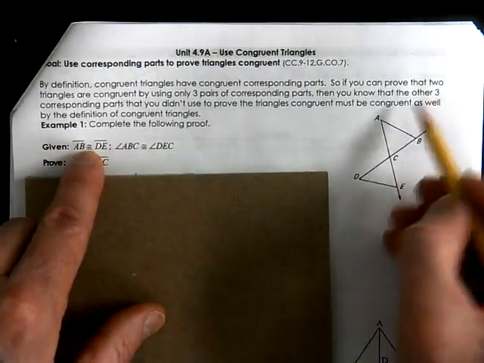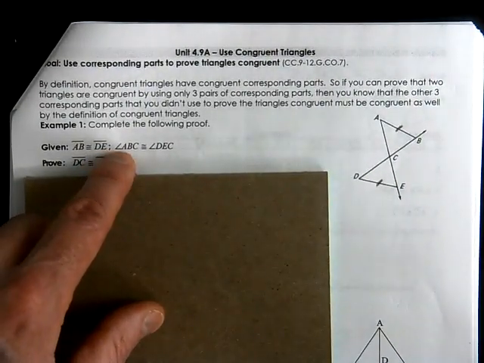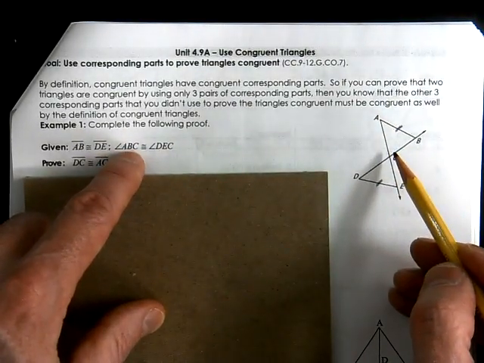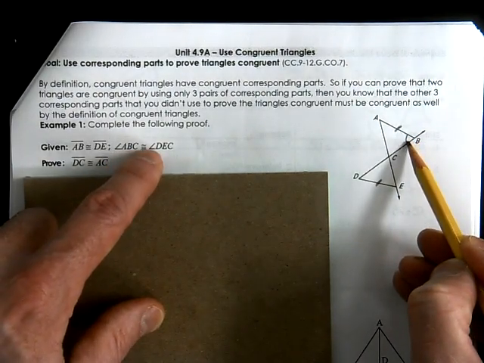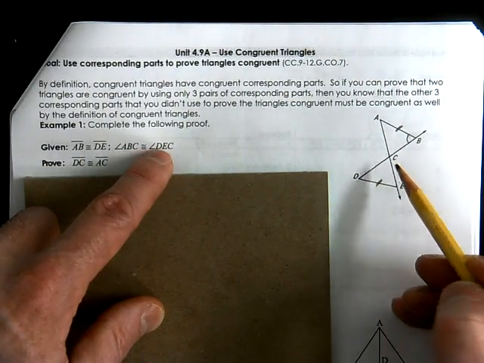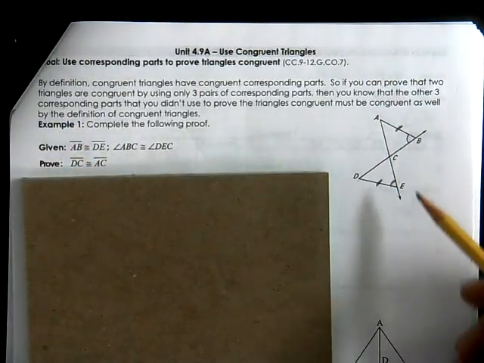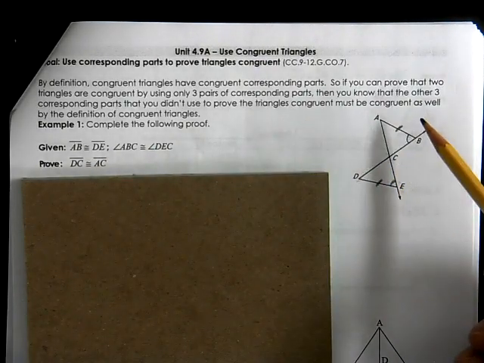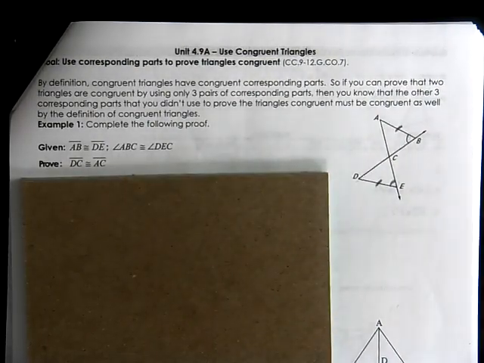So in this case, we know that segment AB is congruent to segment DE. We know that our angle ABC, remember B is a vertex, so ABC would be this angle here, is congruent to triangle DEC, where E is a vertex. So that's two bits of information that both came from the given. We need a third bit of information for us to call the triangles congruent. So what's the third bit? We should all have an opinion on this.